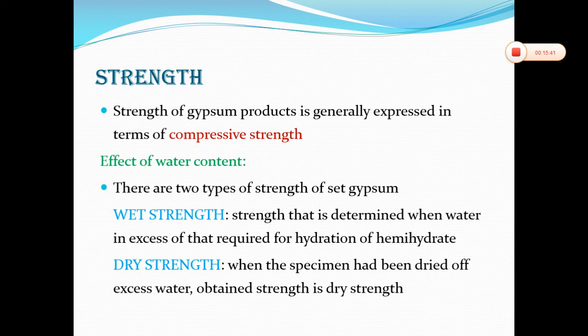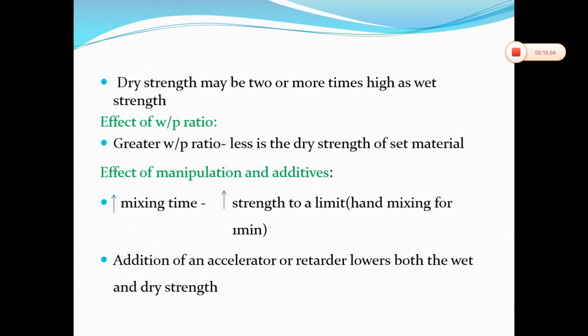Dry strength is obtained when the specimen has been dried off, when the leftover water is completely absorbed by the setting process and excess water is removed. When excess water is left in the product, it is known as wet strength. When that water is dried off, that is known as dry strength. Dry strength may be 2 or more times as high as wet strength. Always remember, take a brick. A dry brick is very difficult to break, whereas a wet brick can be easily broken. In the same way, dry strength will be 2 to 3 times more than wet strength.